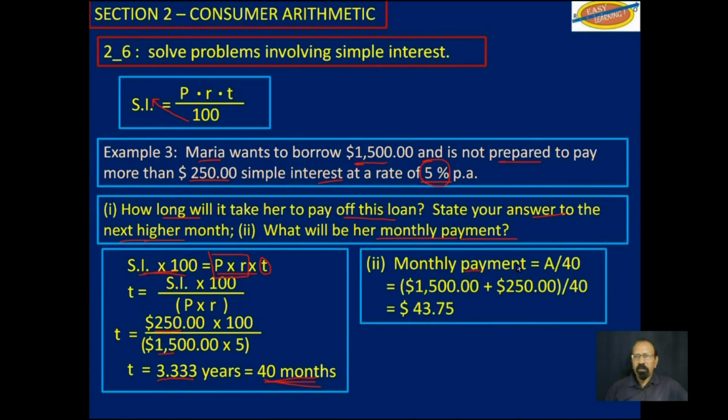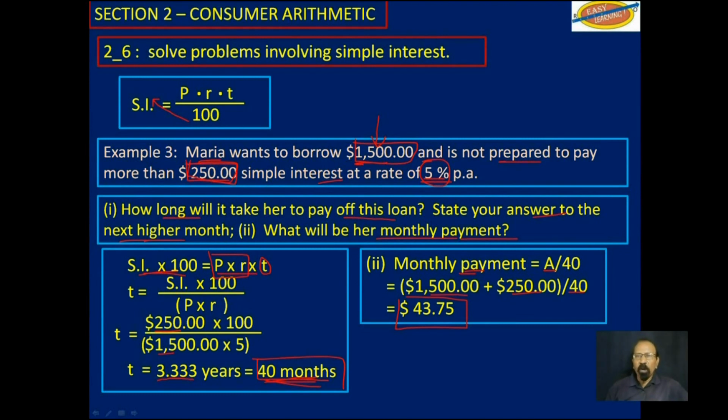Now her monthly payments will be the amount, which will be the principal plus the interest, divided by 40 months, we said. And so she would have to pay $43.75 every month for 40 months to pay off a loan of $1,500 at 5% interest, so that she will not pay more than $250 interest.